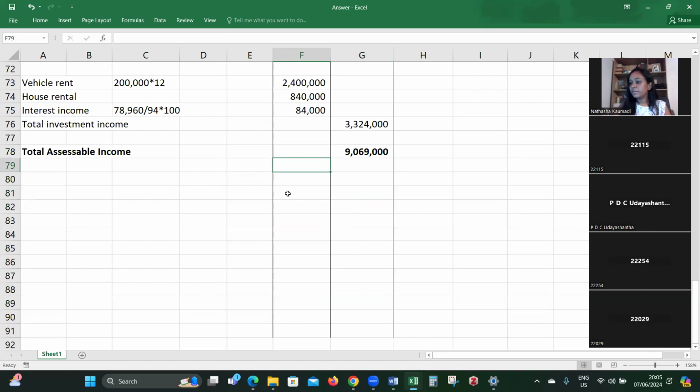All right. Now what? What is next? Now we have to deduct the qualifying payments, if any. Qualifying payments. Do we have qualifying payments? Yes, of course. We have qualifying payments, right? Go to the question and see.